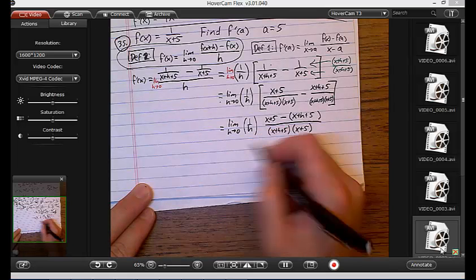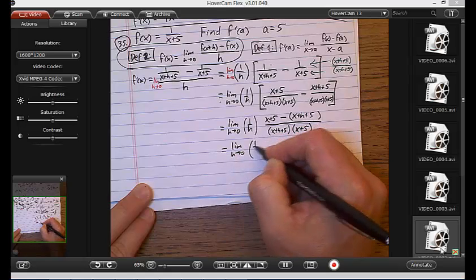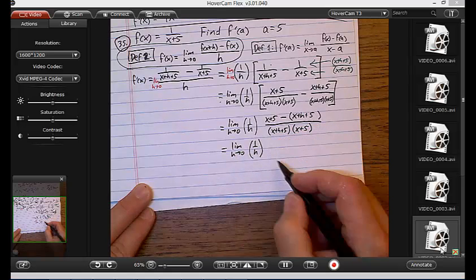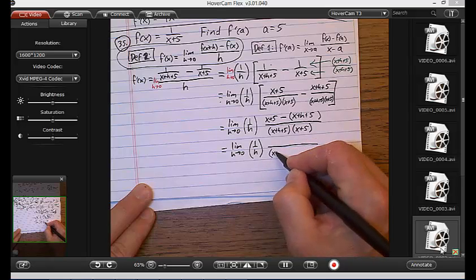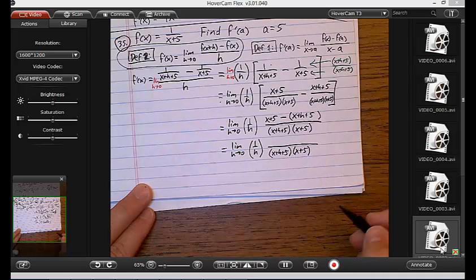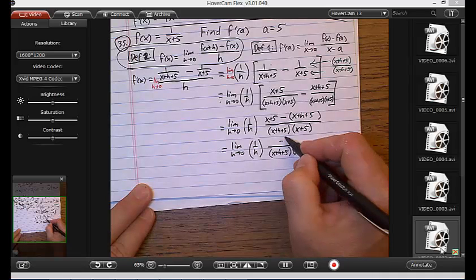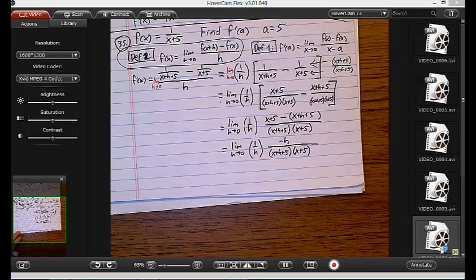So if you think about what we have now, we have the limit as h approaches 0 of 1 over h times, and what do you end up getting in that numerator at this point? Almost. Negative h, right? Who's with me up to this point? Good. That wasn't what I was going to do.